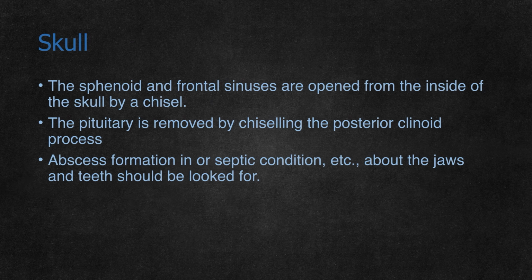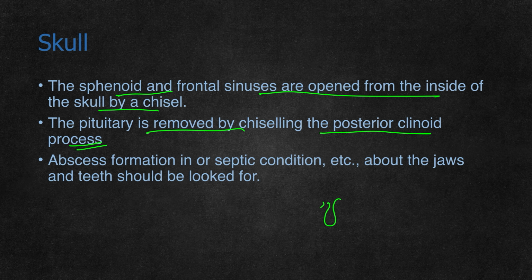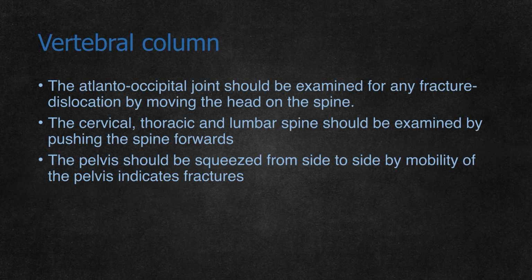Again, if it is indicated, like if some injuries have been detected, then it can be done. Then the sphenoid and frontal sinuses are opened from the inside of the skull with a chisel. The pituitary is removed by chiseling the posterior clinoid processes. So the posterior clinoid processes are chiseled out, and the pituitary gland which is present inside the bone can be removed and examined. Abscess formation or septic conditions about the jaws and teeth should be looked for in cases of sinus disease.